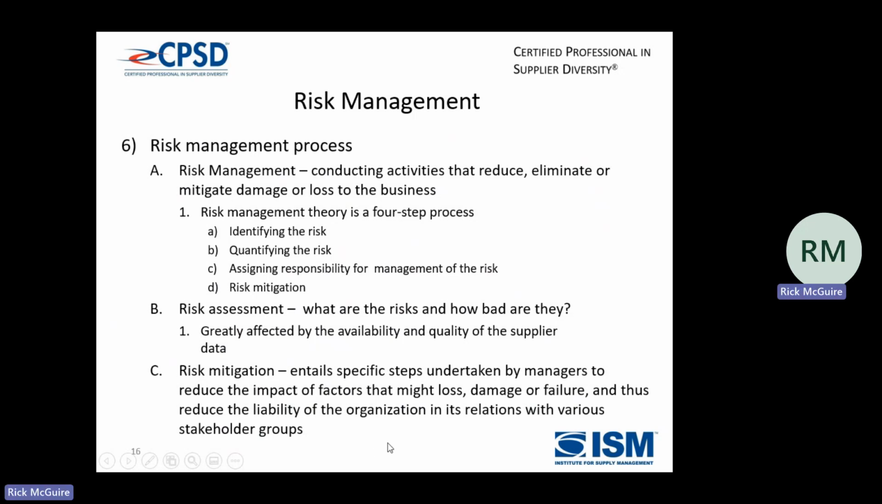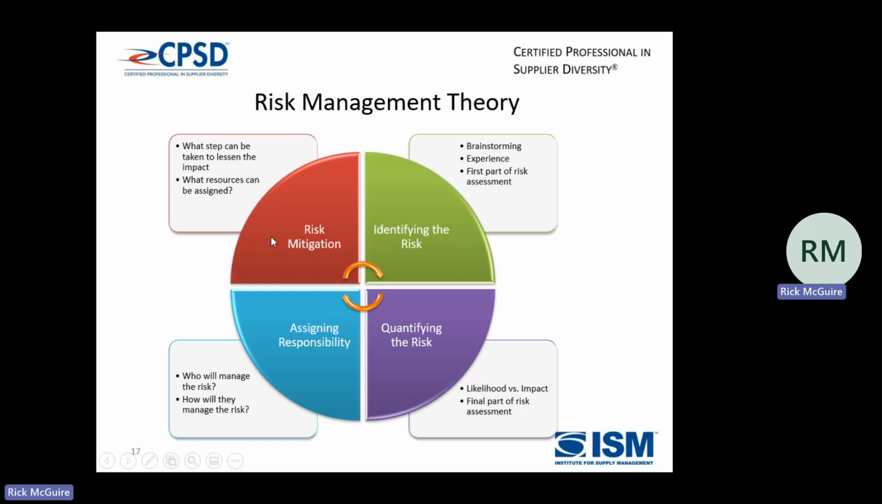Risk mitigation, the last step, entails specific steps undertaken by managers to reduce the impact of factors that might cause loss, damage, or failure, and thus reduce the liability of the organization and its interactions with various stakeholder groups. So here's your risk management theory. Identifying the risk, brainstorming, experience. This half is risk assessment. And then you rate the risk on likelihood of occurrence and how bad the impact would be if it did occur, usually on 1 to 10 scales. That's the final part of risk assessment. And then you're assigning responsibility and coming up with a risk mitigation plan.